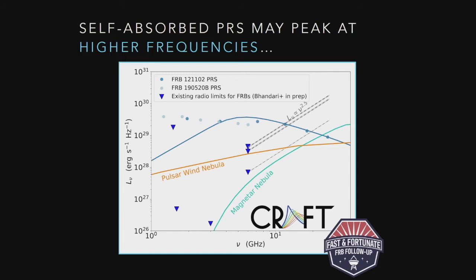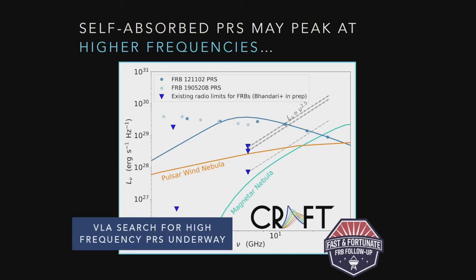That being said, it's worth pointing out that most existing limits for PRS emission occur at about 6 gigahertz or below. In the case of a compact nebula, for instance from a magnetar, the emission may be self-absorbed and hence optically thick at lower frequencies. This has motivated a high-frequency search with the VLA that we're currently conducting to see whether or not we can detect these sources at higher frequencies.